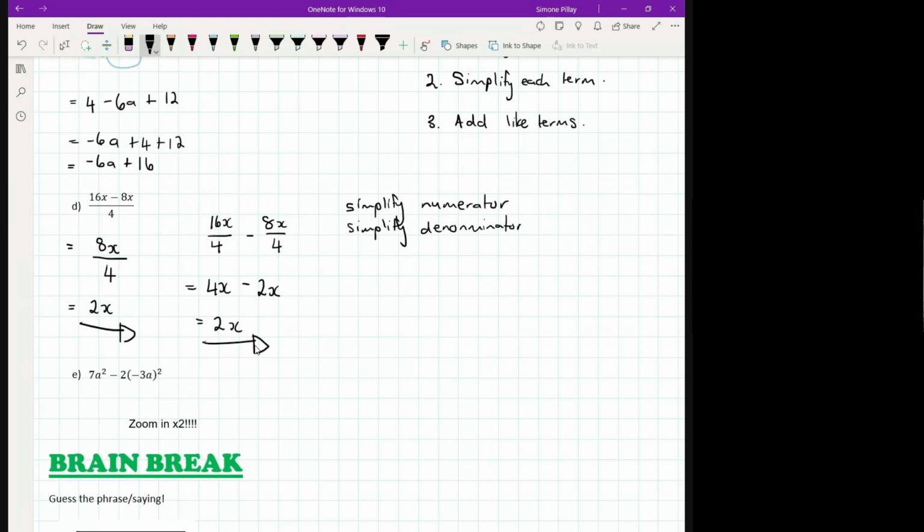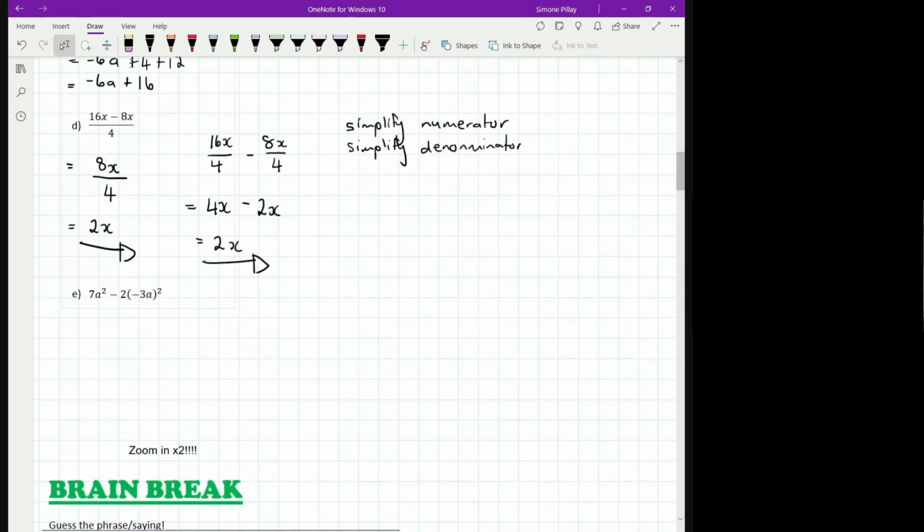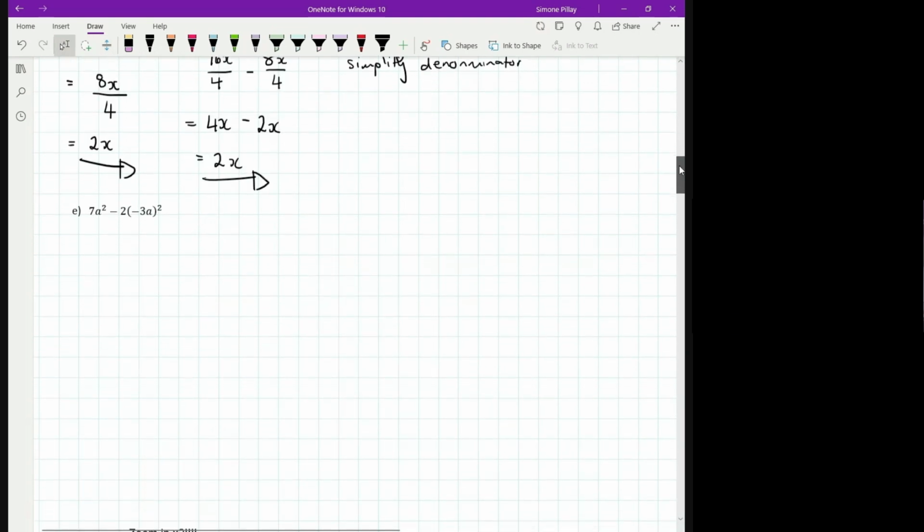Yeah, so that is that. Almost time for our brain break. I do want to finish this question. Oh, I really don't want to reveal what our brain break is, so I don't even know as yet. Okay, there we go. Last question before the brain break.